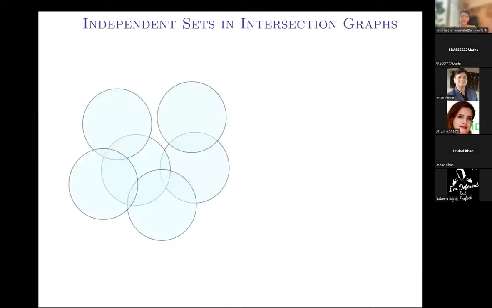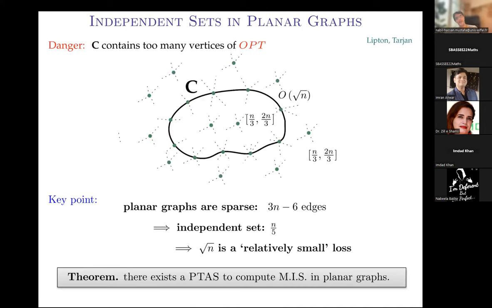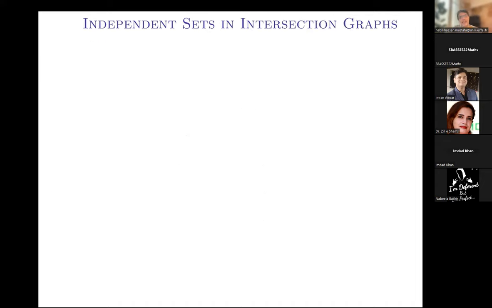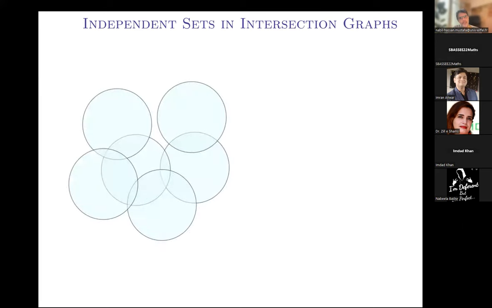Now, the problem is, so this is very nice. The problem is when you try to look at more general scenarios. So a natural scenario is I don't give you a planar graph. I give you a bunch of disks in the plane. And among these disks, these disks basically capture a graph, which is the intersection graph. So for each disk, you put a vertex and you put an edge between two disks if they intersect. So it's a graph.